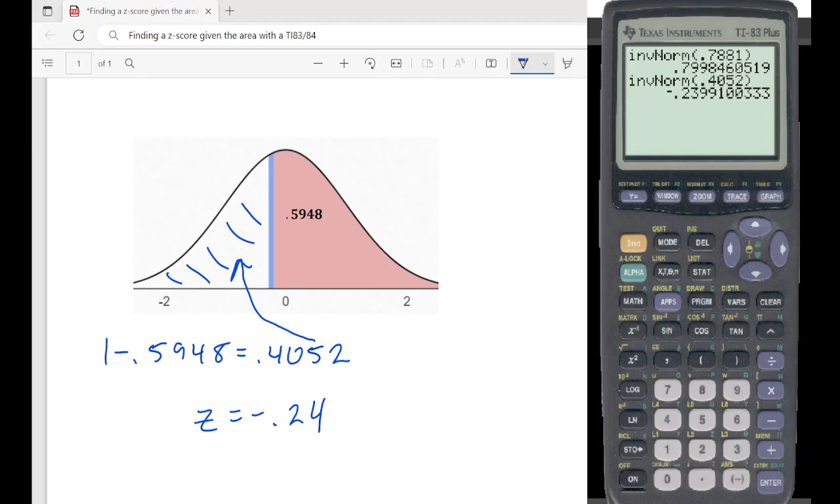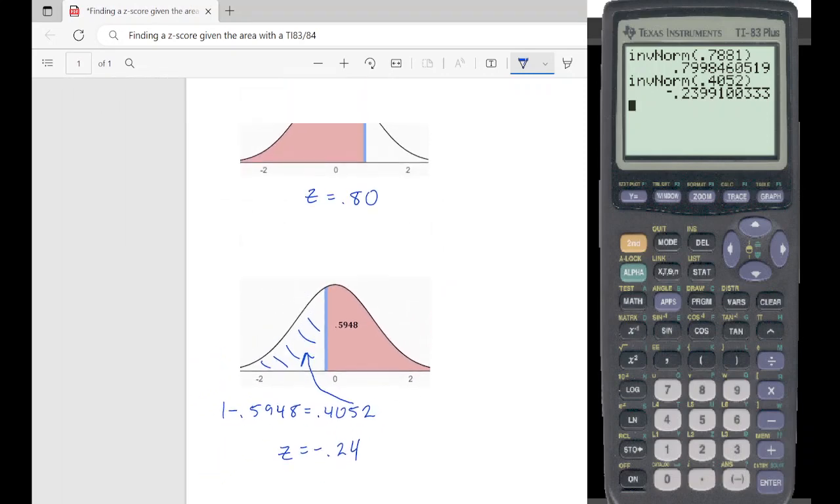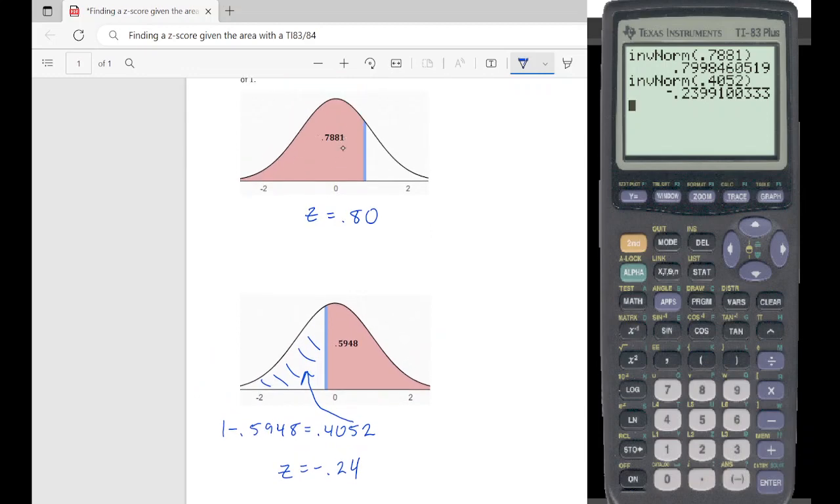Just remember, when you're dealing with inverse norm, trying to find the z-score, it has to be the area to the left, like the first one. But if you happen to be given the area to the right, just do 1 minus, and then inverse norm, and you'll be able to find the z-score.